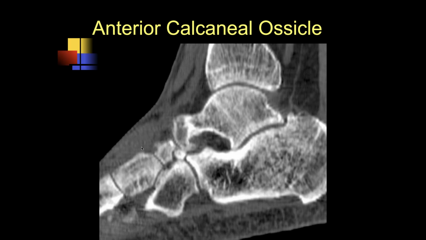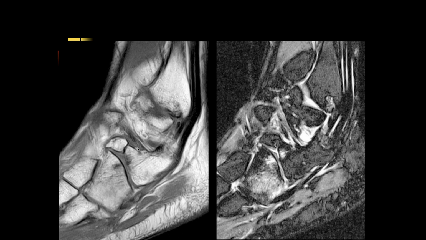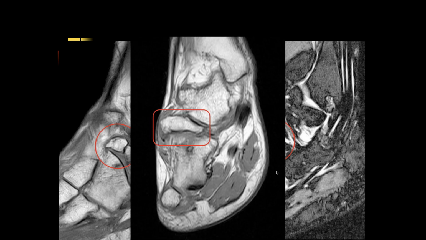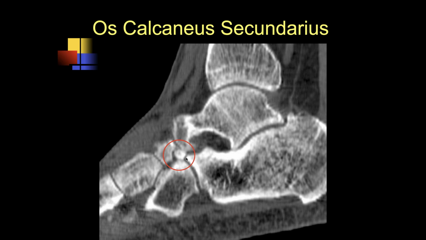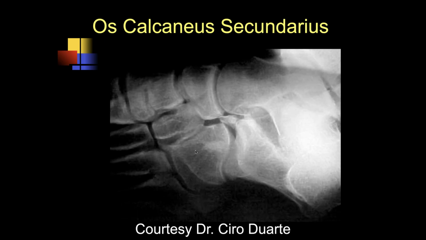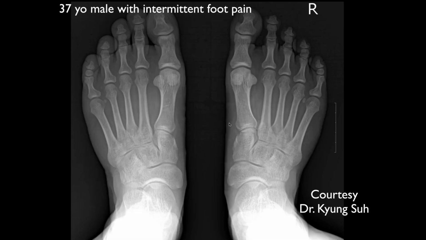Is the rest of the ankle normal? I mean, the foot? No, there's a lot of degenerative disease here. And then here's a more typical anterior calcaneal ossicle, which is smaller. This is the navicular. This is the anterior process of the calcaneus. Some of these may be congenital. Some of them may be little fractures of the anterior process. This is called an os calcaneus secundarius. Here's another view on plain films of that.